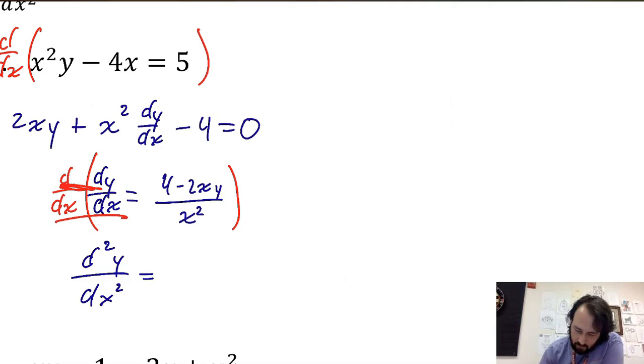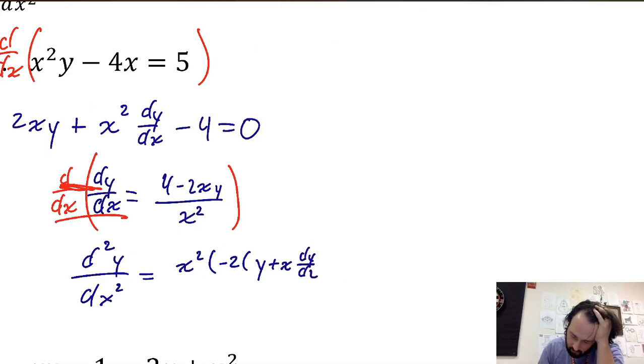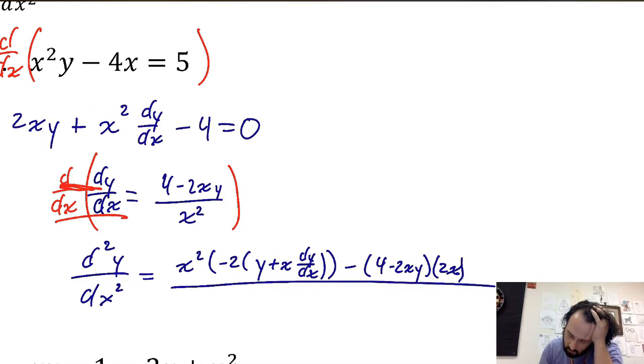Okay, so now if I do the derivative of the right-hand side here, I'm going to have to use a quotient rule. So low d high. So low would be x squared times the derivative of the high, which would be 0, negative 2, y plus x y prime. So low d high minus high d low all over low squared.